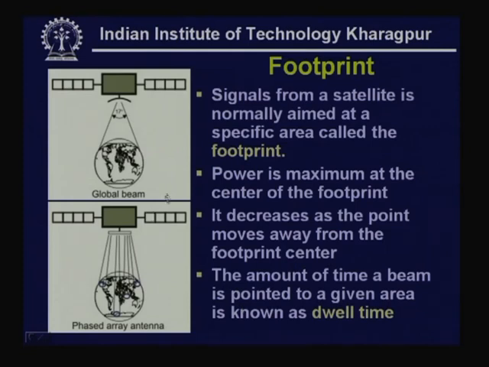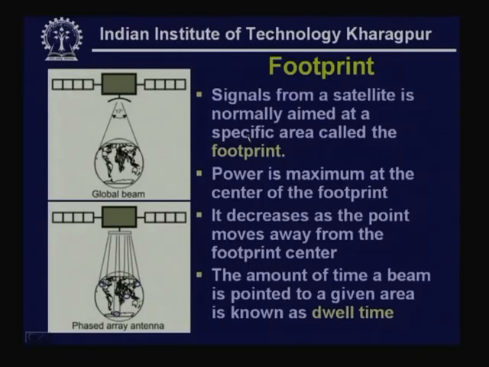Now, nowadays different types of antennas are used in satellites, and these are all electronically controlled. For example, if a phased array antenna is used, then the footprint can be dynamically changed. It can be small, it can be large, it can be controlled. For example, here the footprints are small, as is visible here, this part and this part. Another possibility is that on a particular spot the beam can be focused for some duration, which is known as the dwell time.